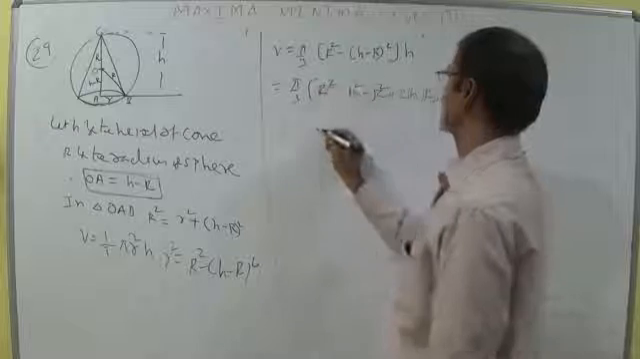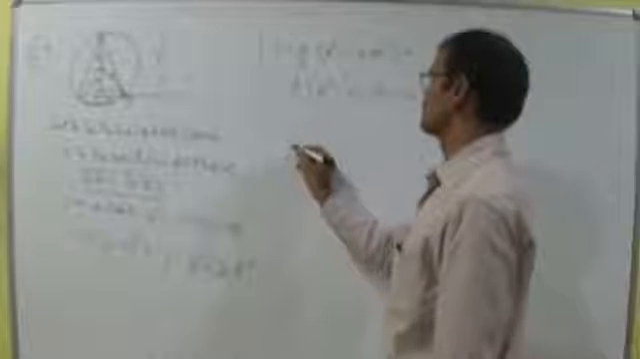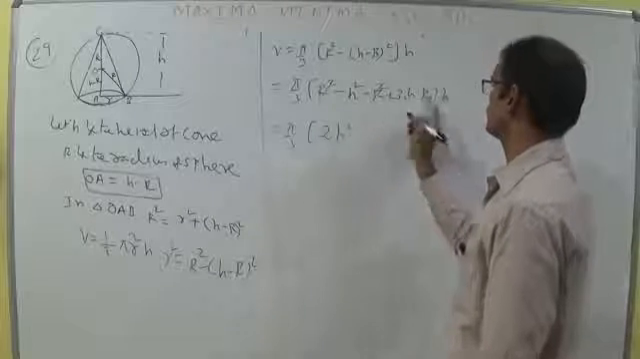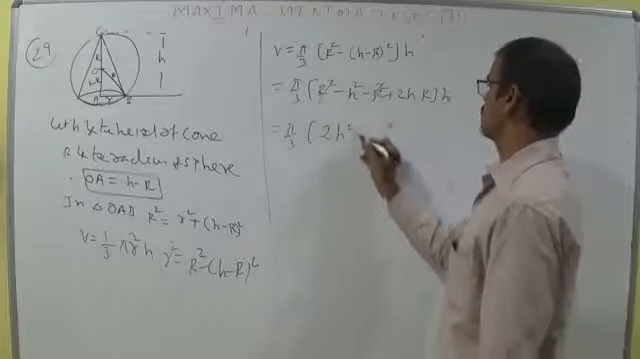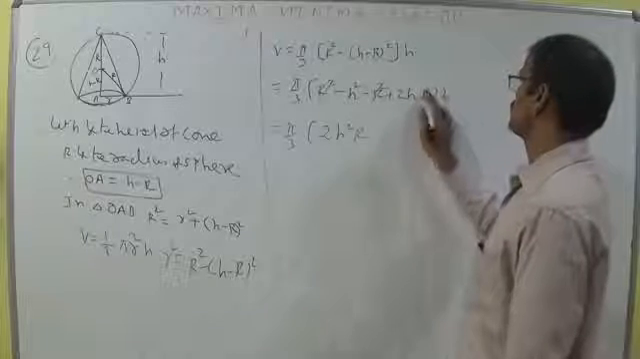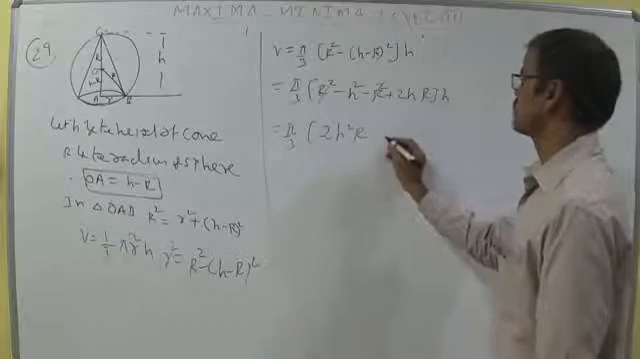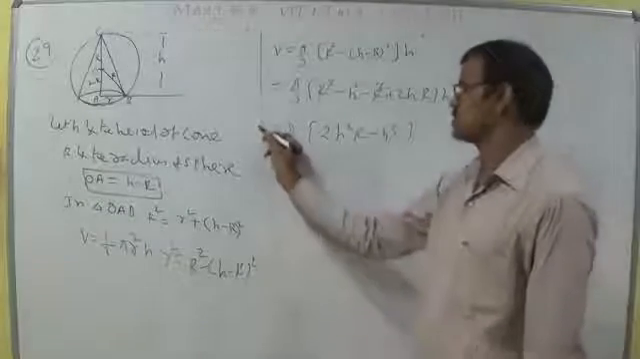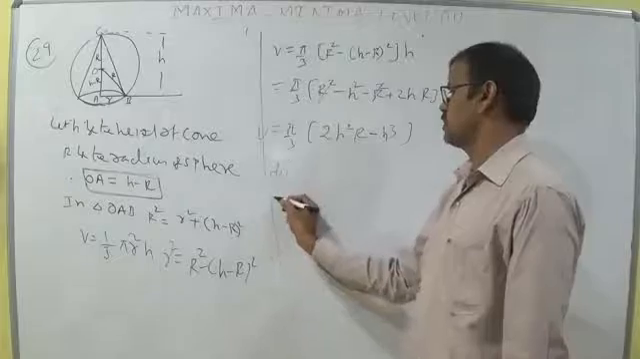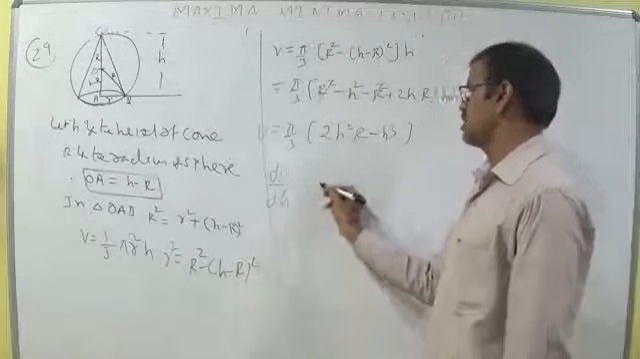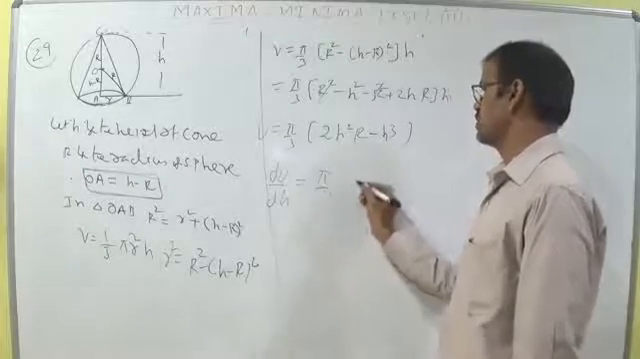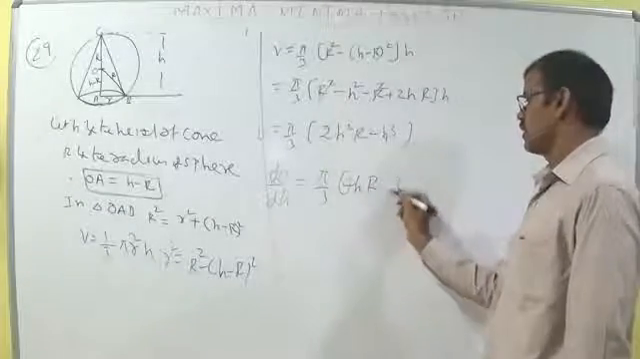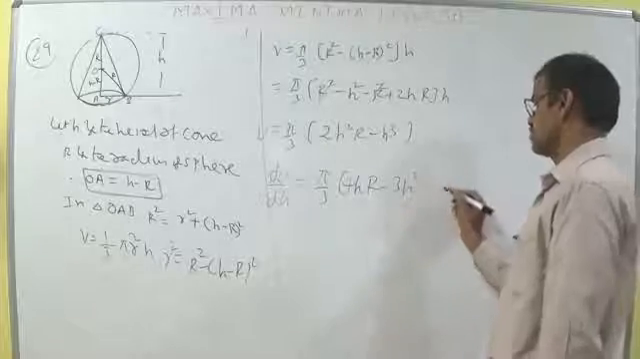R square gets cancelled, that is equal to pi by 3 into 2H square into capital R minus H cube. Now I am writing this is V, and dV by dH I am writing. dV by dH is equal to pi by 3 into 4H capital R minus 3H square equal to 0.